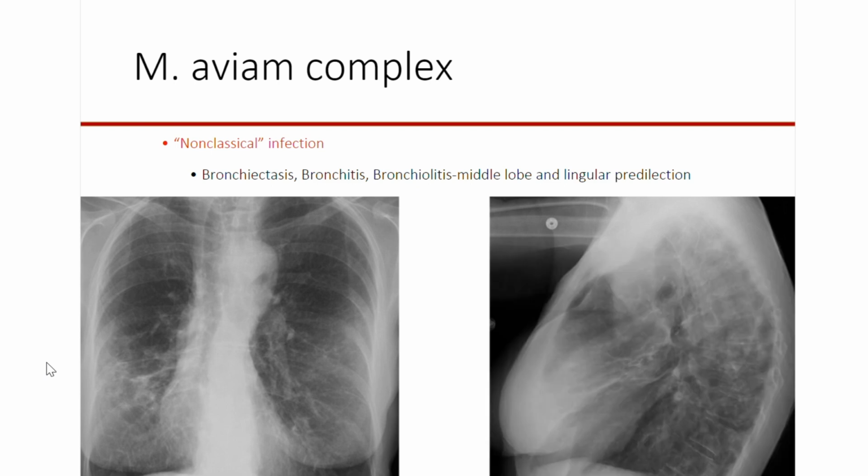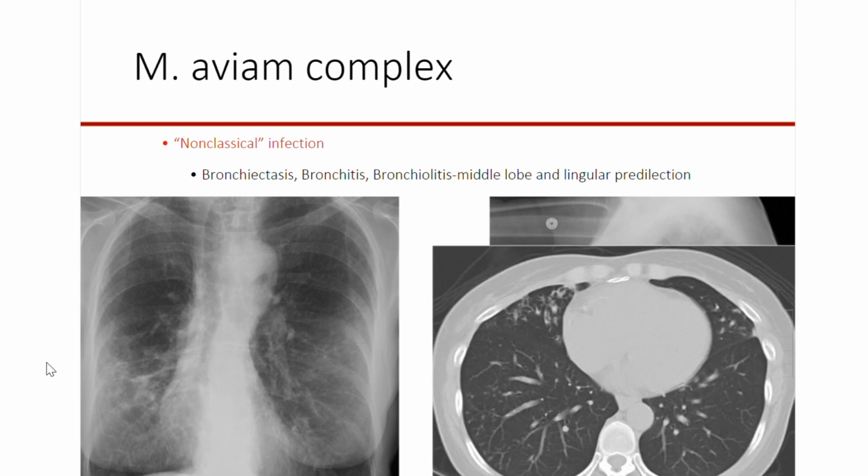Let me go back. And then you can localize on the lateral view that there's some sort of opacity in the region of the middle lobe and lingula over here. And then on the CT scan, you can see that there's bronchiectasis and tree and bud in the middle lobe and lingula, and a little bit of tree and bud in the right lower lobe as well.